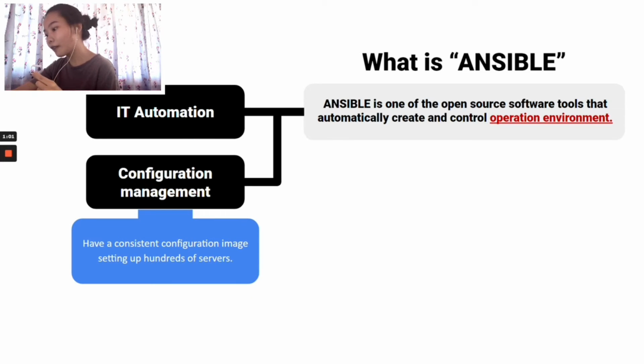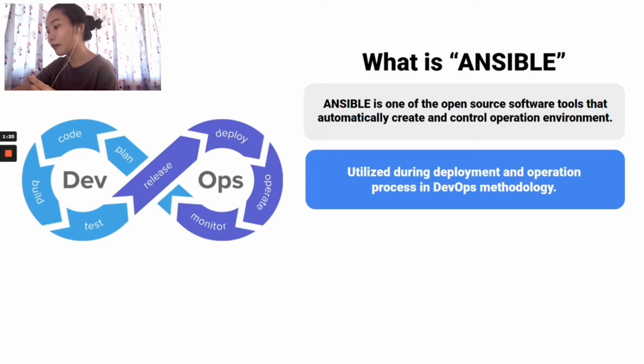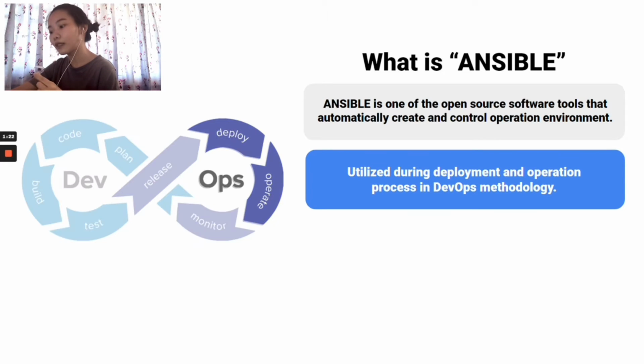It has to have a consistent configuration image when setting up hundreds of servers. The last area is automatic deployment. In this area, applications are deployed automatically in a variety of environments. Therefore, this tool is normally utilized during the deployment and operations process in DevOps methodologies.